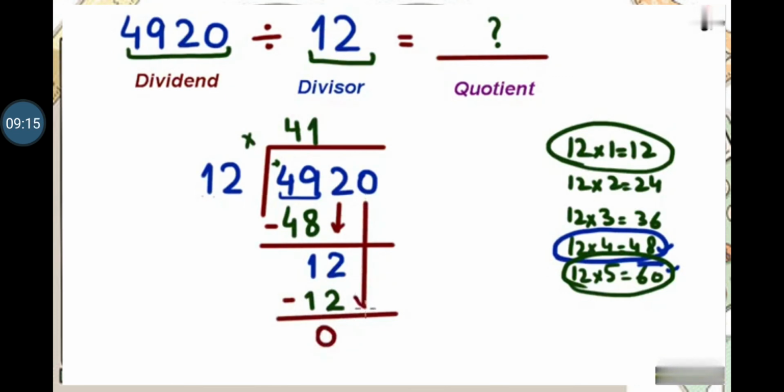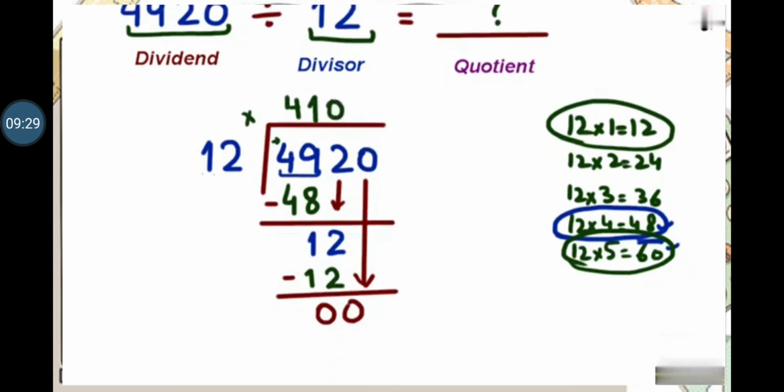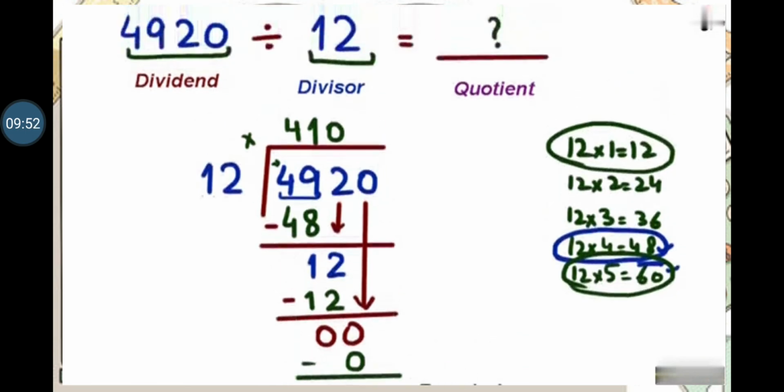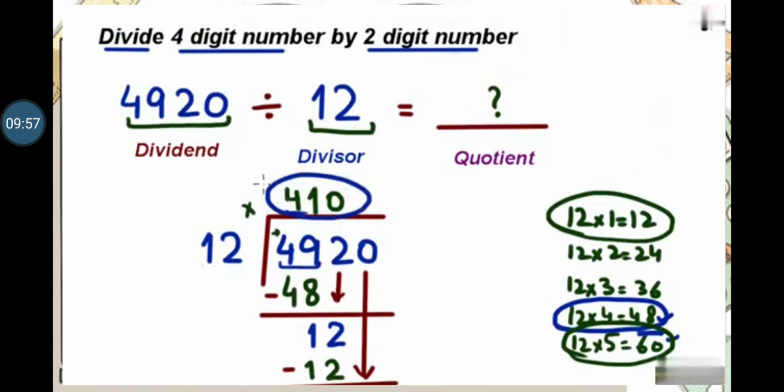You can see that there is one more digit in the dividend, that is 0. Dear students, if we get 0 in the dividend at the last, we think which number goes into 0 when we multiply 12 by it. So 12 times 0 will be 0. We subtract and then see if there is any number left in the dividend. No more numbers, so we get 0 as remainder. As we know, the result of division is always called the quotient. So here the quotient is 410. So 4920 divided by 12 is equal to 410.